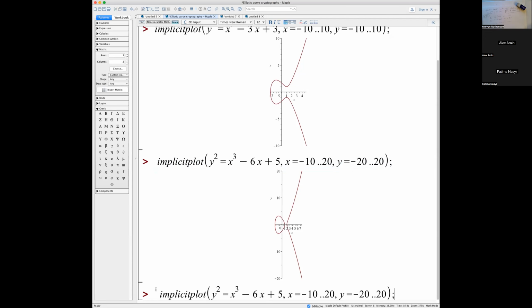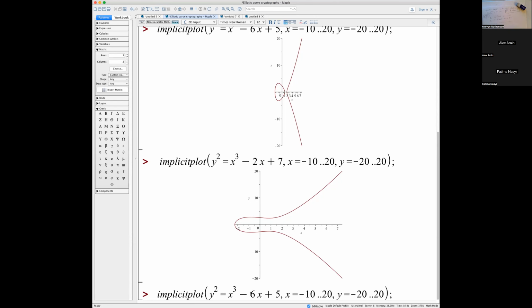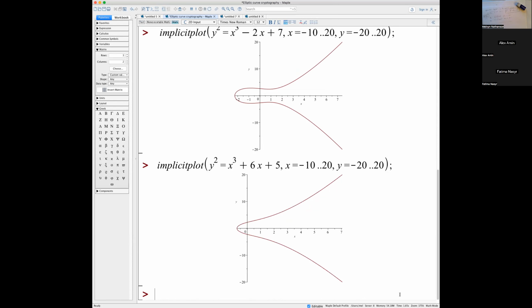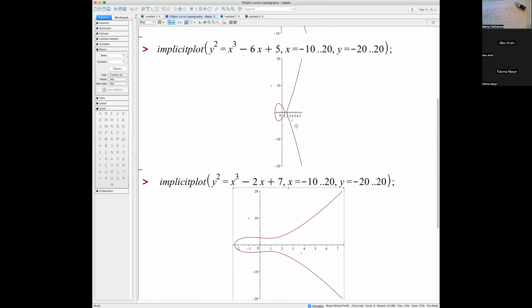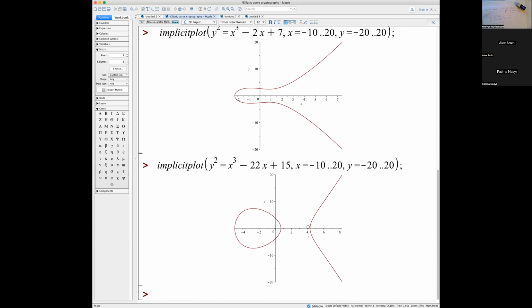Let me just make up some other random examples. Suppose I make this 2 and this 7. What is that going to look like? Looks like that. Suppose I make this plus 6 plus 5. Looks like that. If I make this 15, I'm going to see whether I can get another curve which has two pieces with a little circle. How about I make this minus 22? Ah, two pieces. That's good.